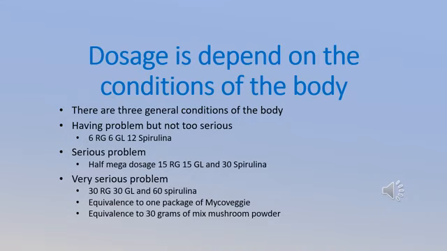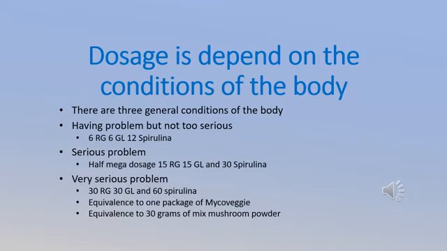Thirdly is the very serious problem. For a very serious problem, you close your eyes and go for the mega dosage: 30 Rg, 30 Gl, and 60 spirulina. We also put all the Rg and Gl into a package of microVG. One package of microVG is equivalent to 30 Gl and 30 Rg, or we can use 30 grams of mixed mushroom powder. We do have mushroom powder.